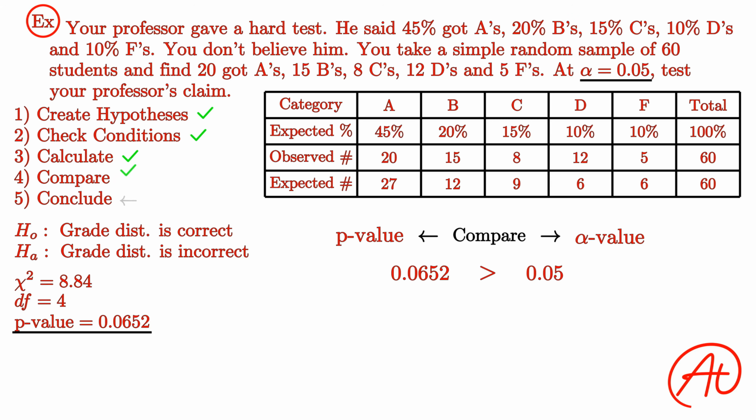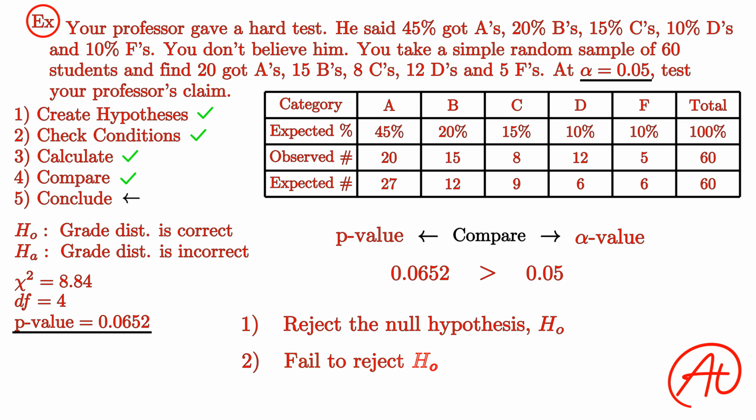Okay, great. Now that our comparison is done, we can move on to our last step, conclude. If you recall, there are only two conclusions you can make for hypothesis testing problems. You can either reject the null hypothesis in favor of the alternative hypothesis, or we can fail to reject the null hypothesis. To know when to make each conclusion, I like to remember the saying, if p is low, reject H0. That means that if our p-value is low, aka lower than our alpha value, we should reject H0, the null hypothesis. If the p-value is greater than our alpha value, we would fail to reject the null hypothesis.